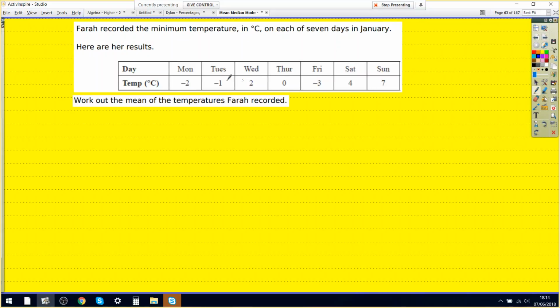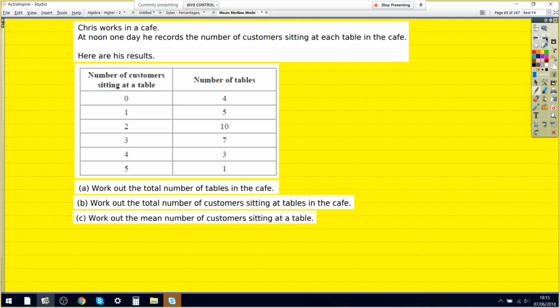So this one's got lots of minuses, but it's the same idea. -2, -1, +2, and so on. Or -2 plus -1 plus 2, and so on. Both are correct, and both will work in your calculator. Any questions about that? No. Am I right in saying you'd be able to put it into your calculator? Yeah, I think you'd be fine for it.